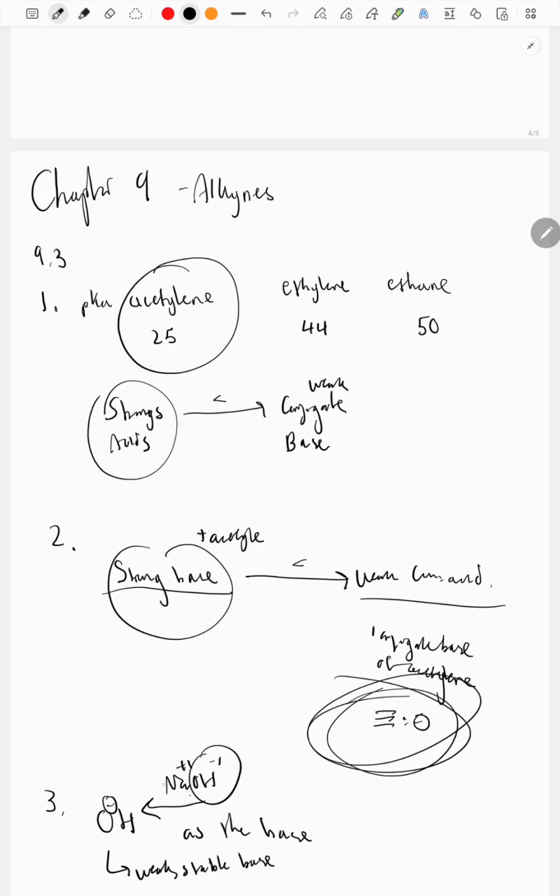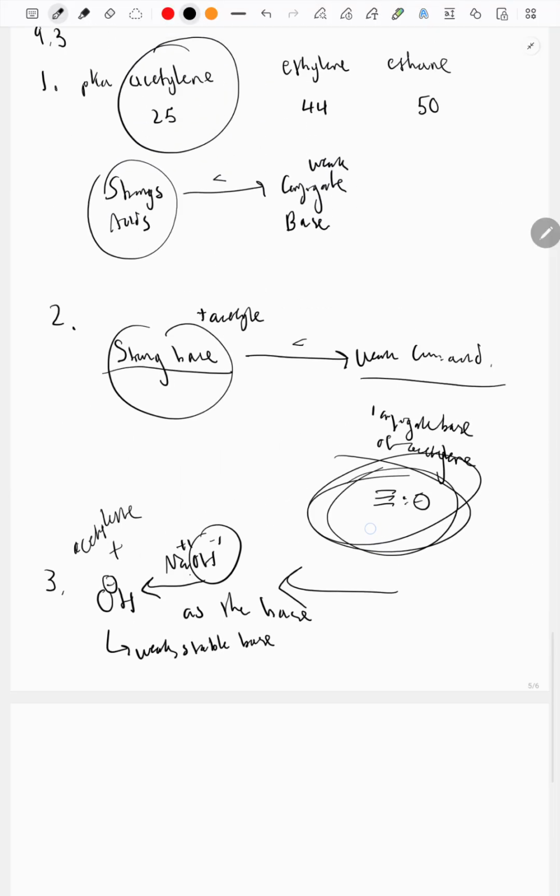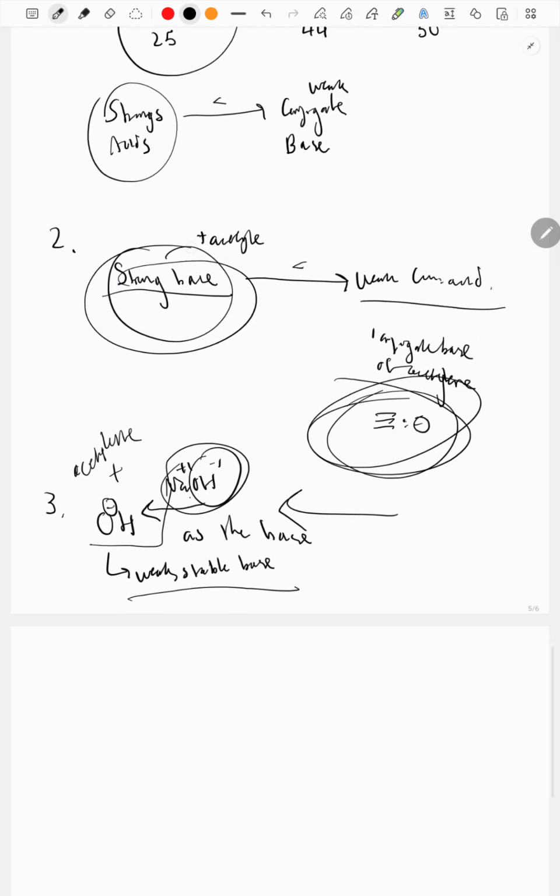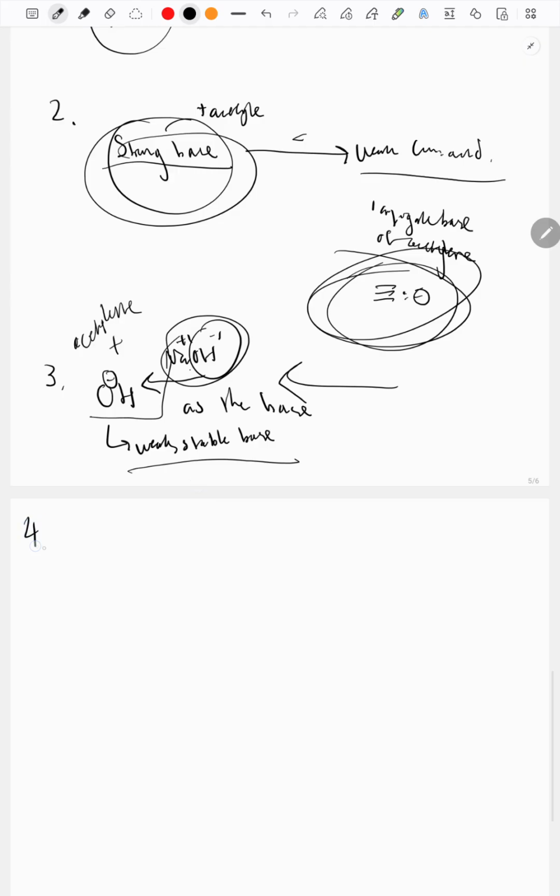So if we were to react this with acetylene, then the reaction will shift back towards itself. That's not what we want. So what are good options? The reason you can't use NaOH is because it's a weak, stable base. We need a strong base. So what are the strong bases that we need for acetylide alkylation? Well, that's point 4.